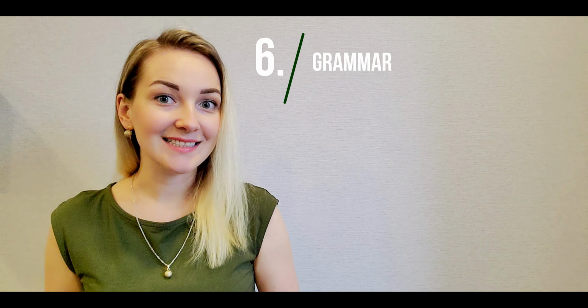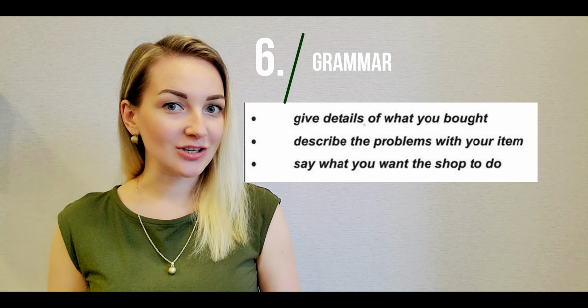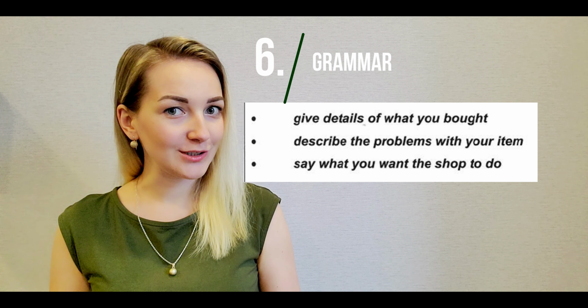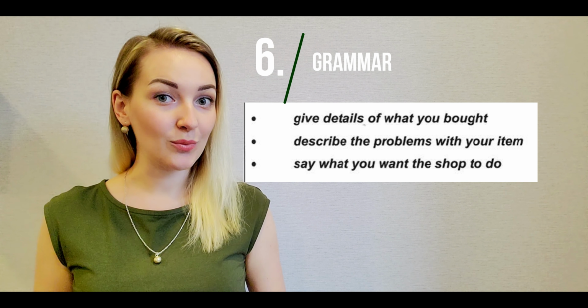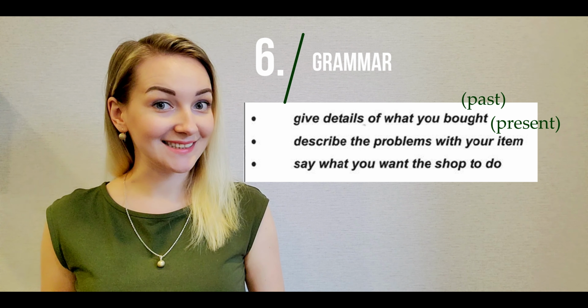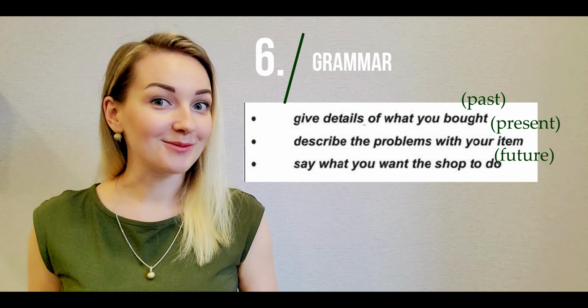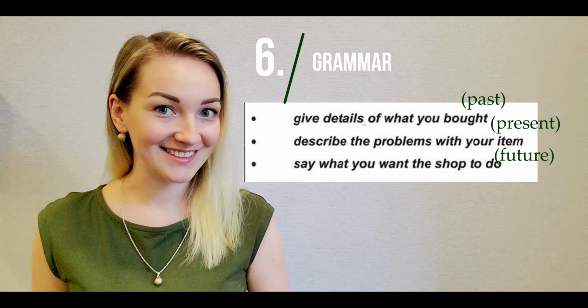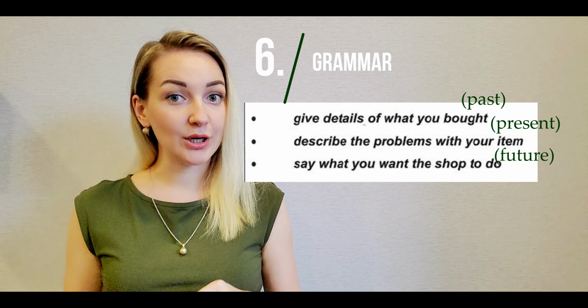Let's take a look at the sample task once again. So there are 3 bullet points that you should cover in your letter. The first bullet point: give details of what you bought. It requires past. Describe the problem requires present. Say what you want them to do, present or future, or the best one, conditionals. Try to make a plan before you write and mark the tenses that you are going to use in your plan. That's it. I hope that this video was useful for you.